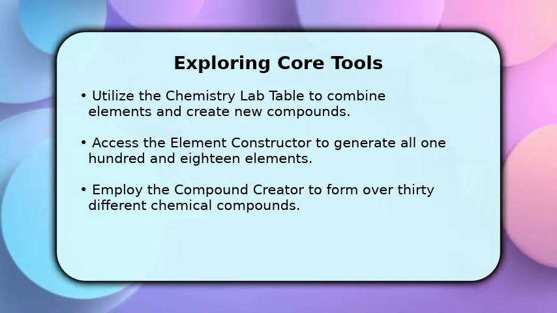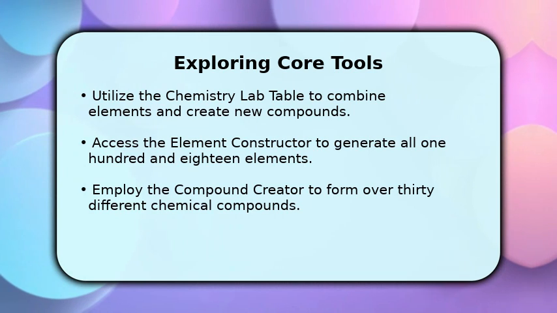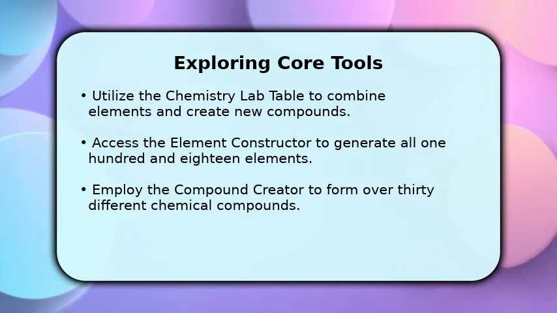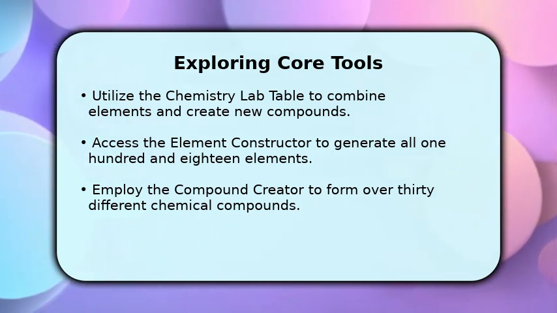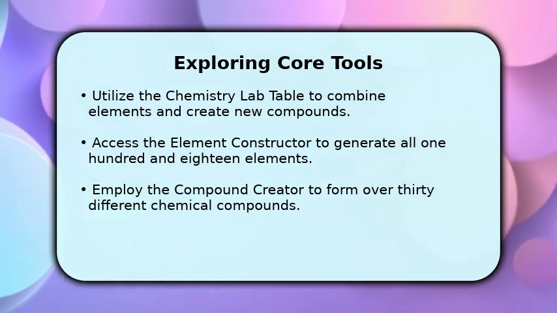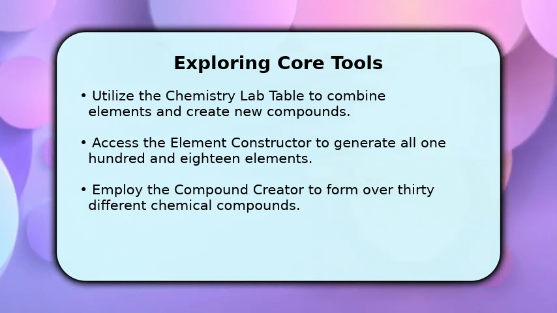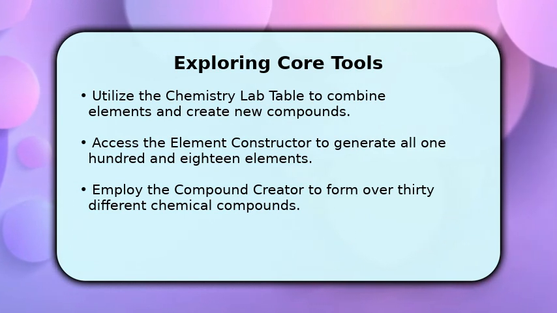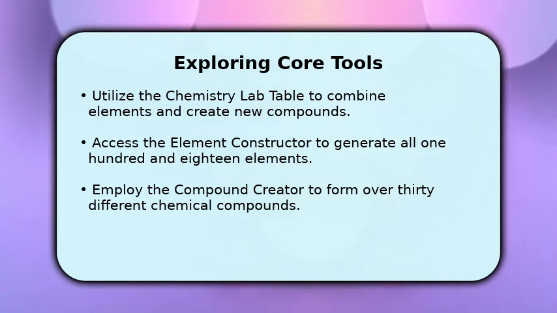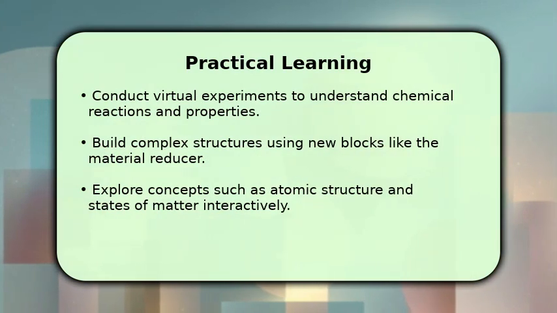The chemistry lab table is central, allowing you to combine elements and create new substances. You can also use the element constructor to generate all 118 known elements from the periodic table. Furthermore, the compound creator lets you form more than 30 distinct chemical compounds, opening up a world of scientific exploration right within your game. These tools enable practical learning.